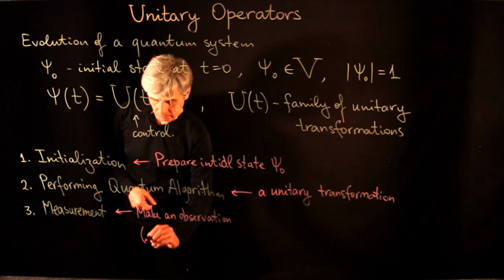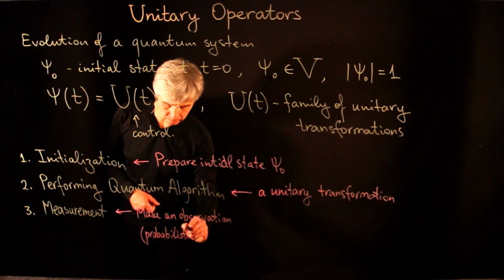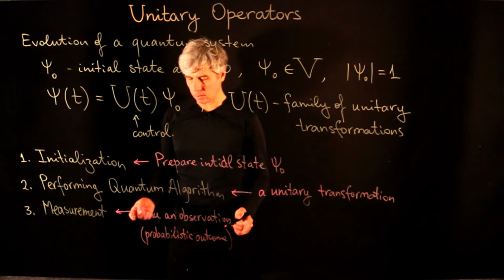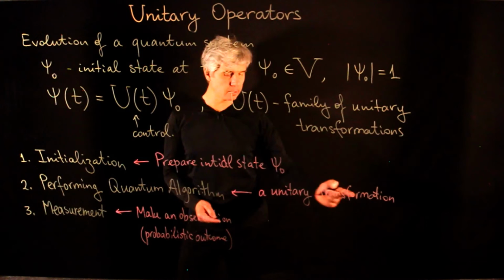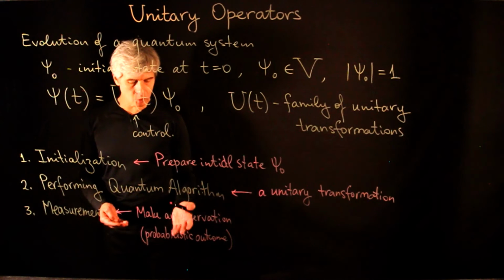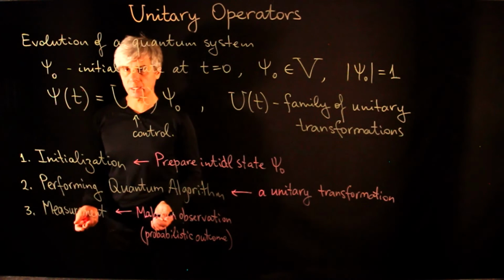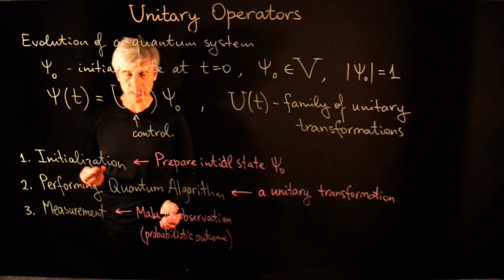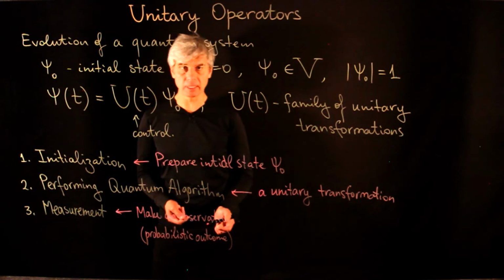And so here we have a probabilistic outcome. And what's important for us is that we should find such a unitary transformation so that we can infer some useful information from the result of this observation. So this means that we need to arrange our quantum algorithm in such a way that we get a meaningful answer at the end with a high enough probability.